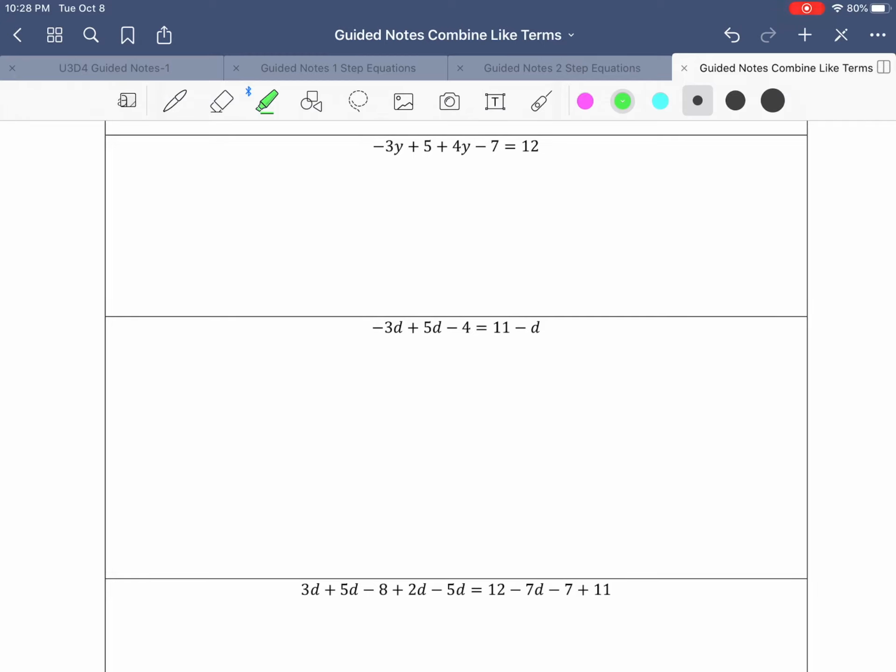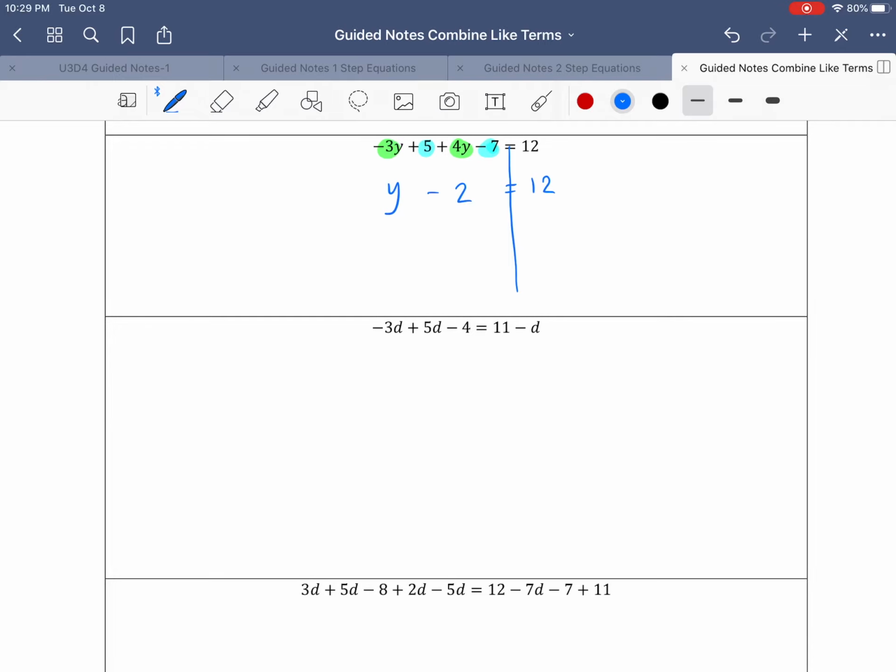Here, I have -3y plus 5 plus 4y minus 7 equals 12. So, minus 3y and 4y are my like terms, and then 5 and -7 are my like terms. What's really important to realize is that I'm only combining the like terms that are on the same side of the equal sign, right? So 12 is by itself, so there's nothing to combine it with. I'm just going to leave that alone. -3y plus 4y is 1y, and then 5 minus 7, I'm going to get -2.